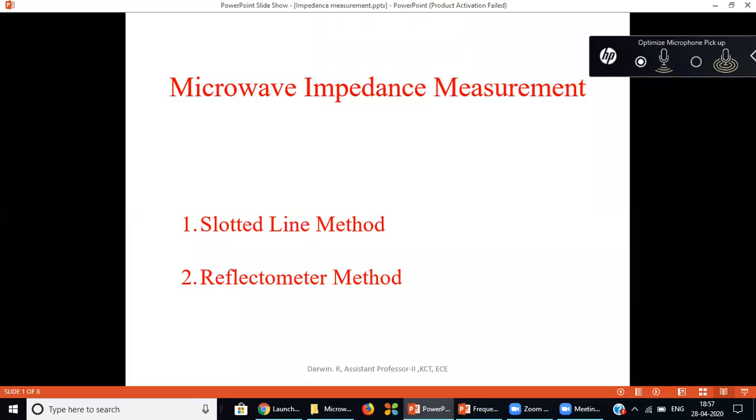Hello. Today our topic of interest is microwave impedance measurement. Microwave impedance measurement is broadly classified into two: one is the slot line method, and another one is the reflectometer method.